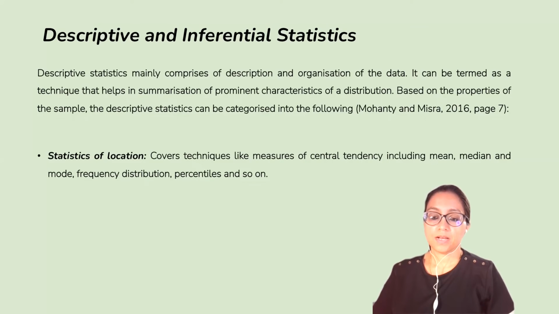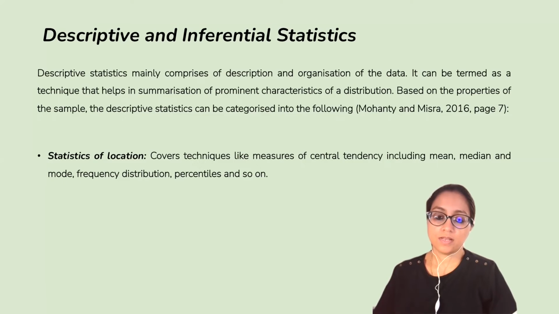Descriptive statistics mainly comprises of description and organization of the data. It can be termed as a technique that helps in summarization of prominent characteristics of a distribution. Based on the properties of the sample, the descriptive statistics can be categorized into the following. Okay, so first is the statistics of location. It covers techniques like measures of central tendency, including mean, median, and mode, frequency distribution, percentiles, and so on. We will be discussing each of these statistics of location in detail in the next units.